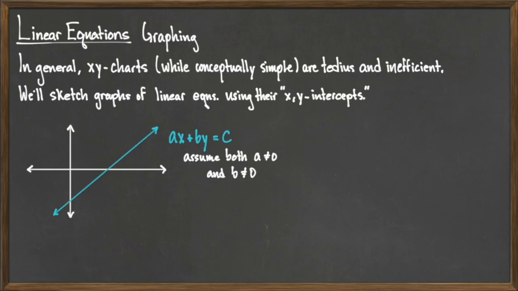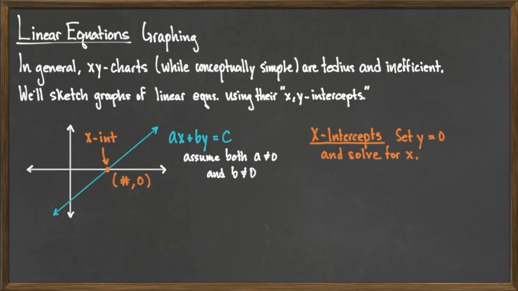If we have a linear equation where both a and b are not equal to 0, then we definitely have an x and a y intercept. Finding the x-intercept is pretty simple. We know that this is going to cross the x-axis at some number with a y value of 0. So to find the x-intercept, take your equation, set y equal to 0, and then solve for x.